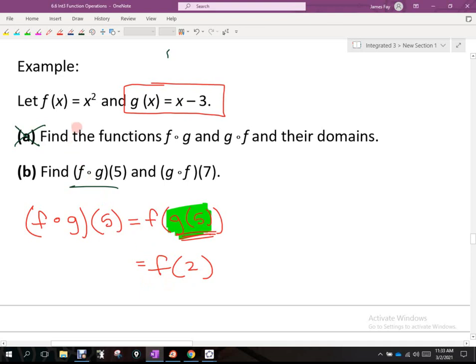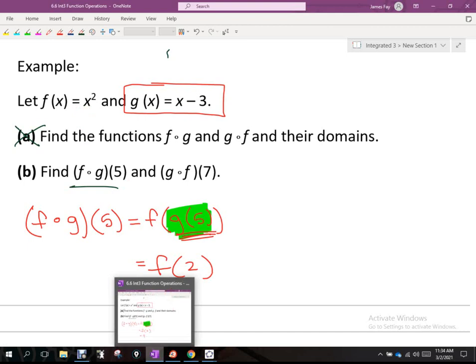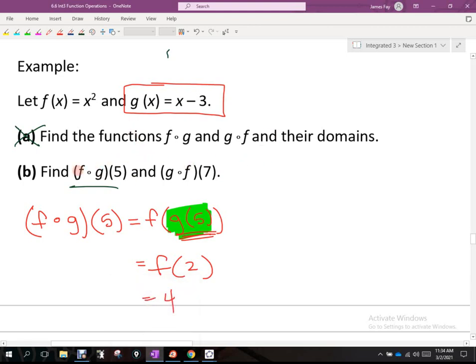I'm going to go to the function f. And wherever I see x, I'm going to plug in 2. So what do I get when I plug in 2 right here? I get 4. Okay? So f composed of g of 5 is equal to 4. Okay? Now I want to do one more. That is not here.